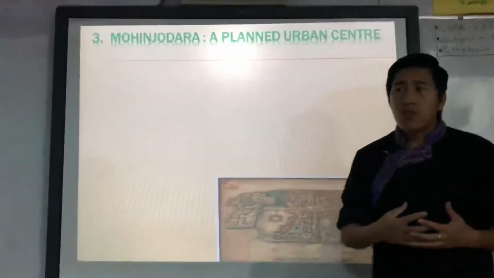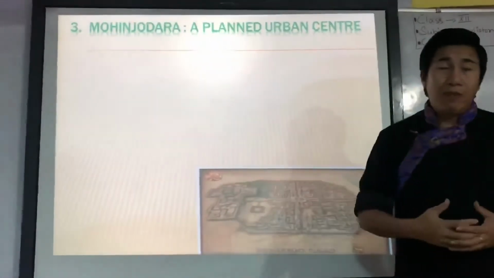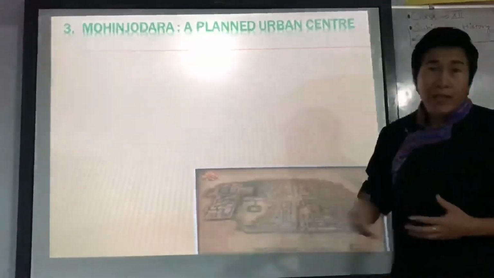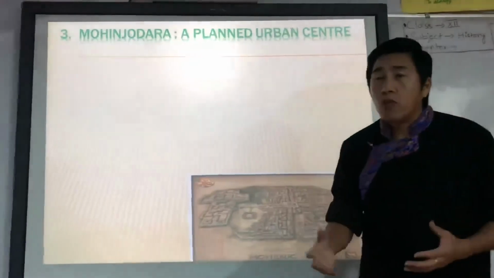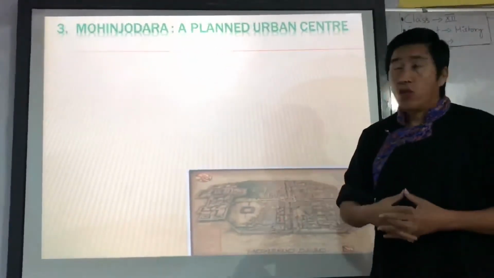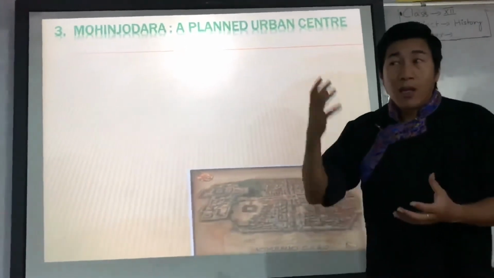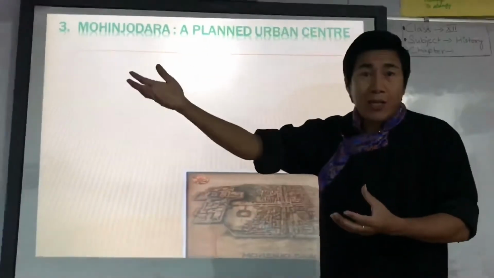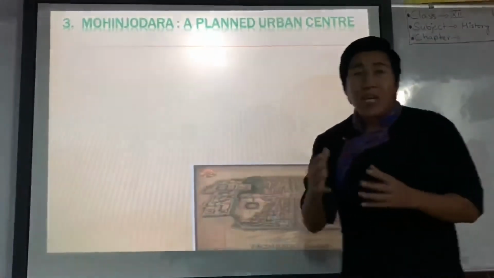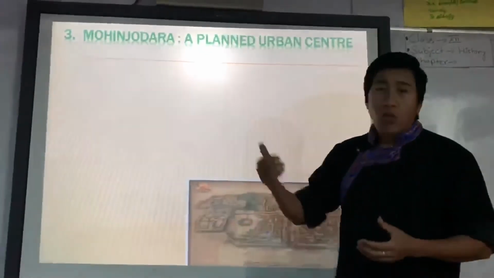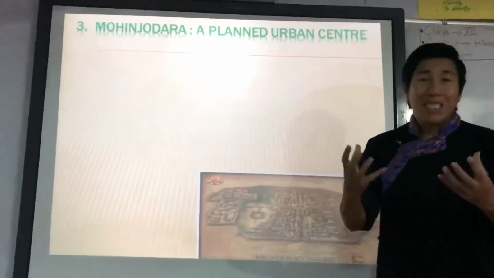One of the most interesting or mesmerizing things about the Indus Valley civilization is its town planning. The town planning of Mohenjo-daro. Most of the archaeologists were very surprised when they saw that kind of town planning in 2600 BC. So here I have brought Mohenjo-daro. The first site to be discovered was Harappa, but Mohenjo-daro became more popular because of its town planning, more urban center. I would call it a city.